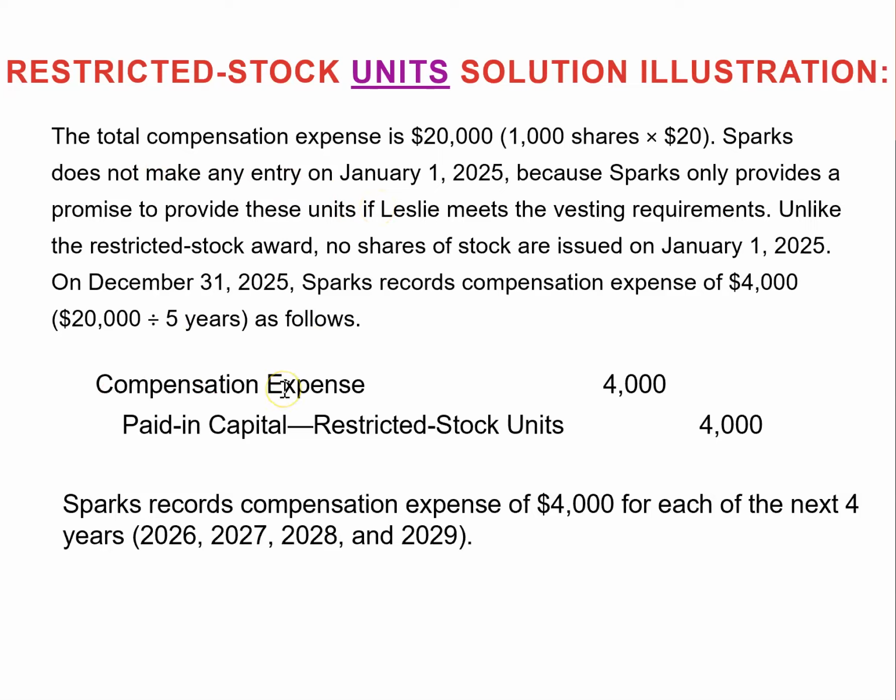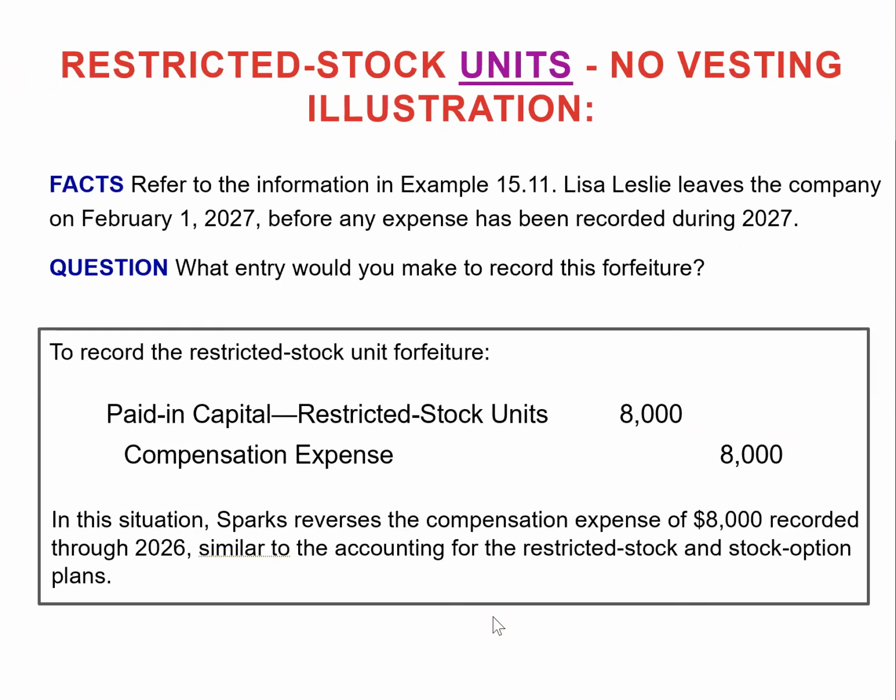Rather, each year we allocate the total share value as the compensation expense, and instead of showing it as capital stock or additional paid in capital, we show it in our equity, but we call it restricted stock units. So 1 year passed, we will record 1 year compensation expense, which is $4,000, and we will also credit it as paid in capital restricted stock units.